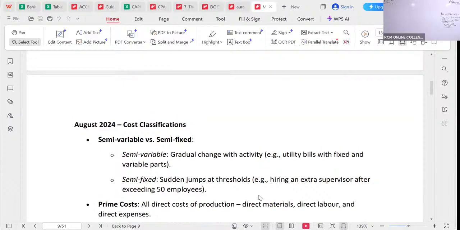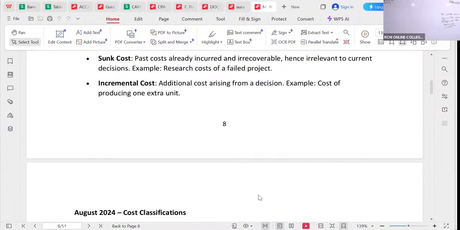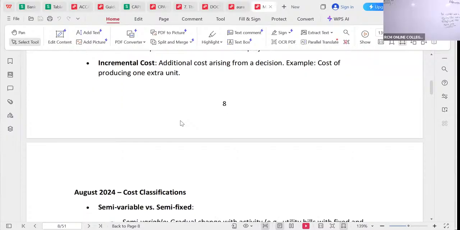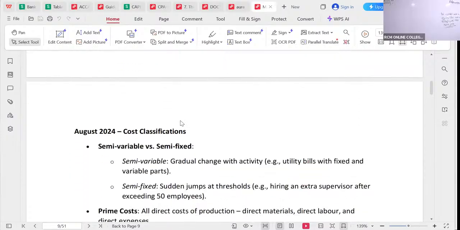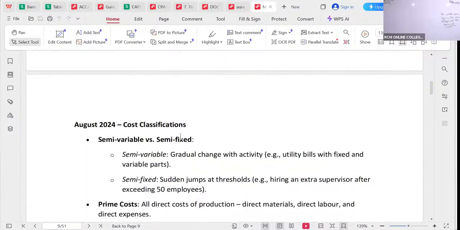So that is an incremental cost, additional cost arising from a decision. Example, the cost of producing one extra unit. Let us move to the next one, August 2024, cost classifications. I will not look at the semi-variable, I've really explained this severally.